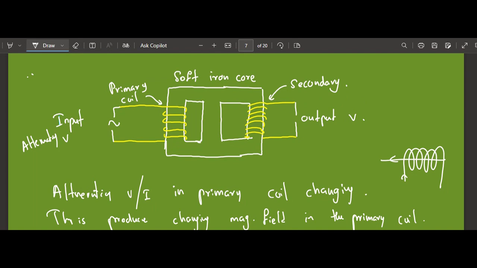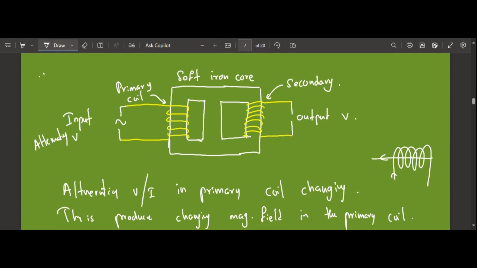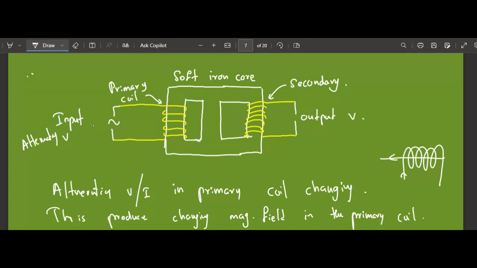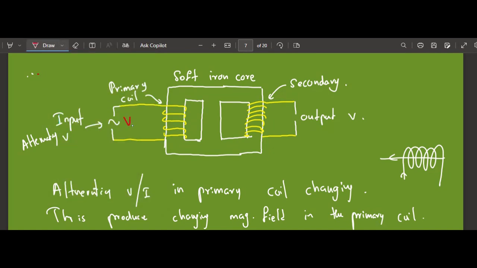Draw this figure right next to the transformer figure in your note, right? So draw that same figure with the labels. So this one: input voltage, the primary coil, secondary coil, soft iron core, and the output voltage. So we'll label these ones. Input voltage, we'll label it as V in, V1, or V out. This is V out.